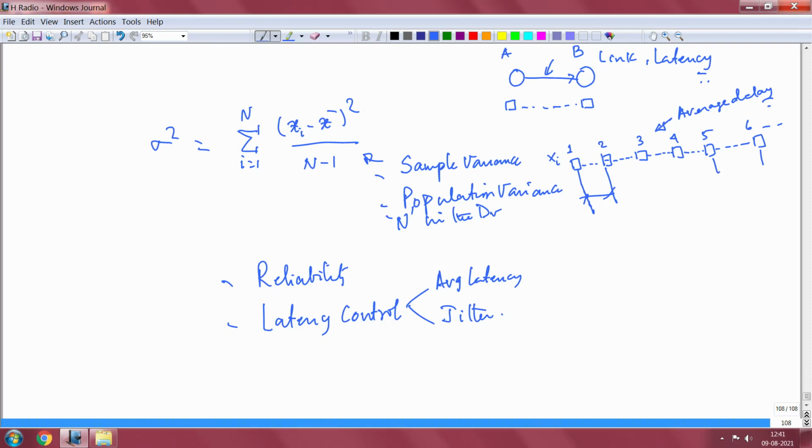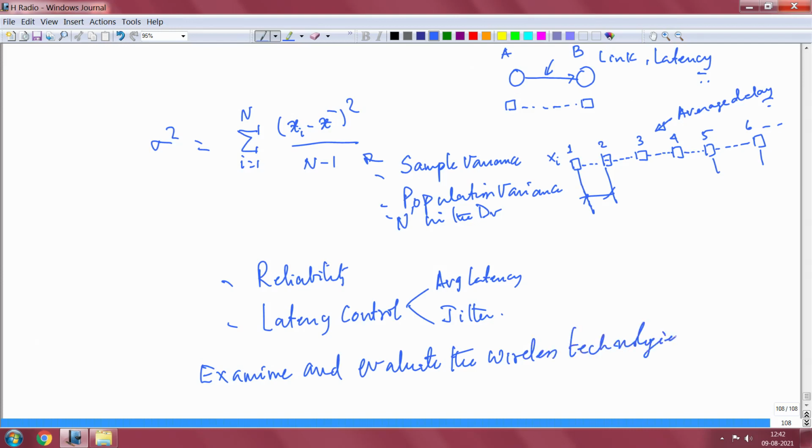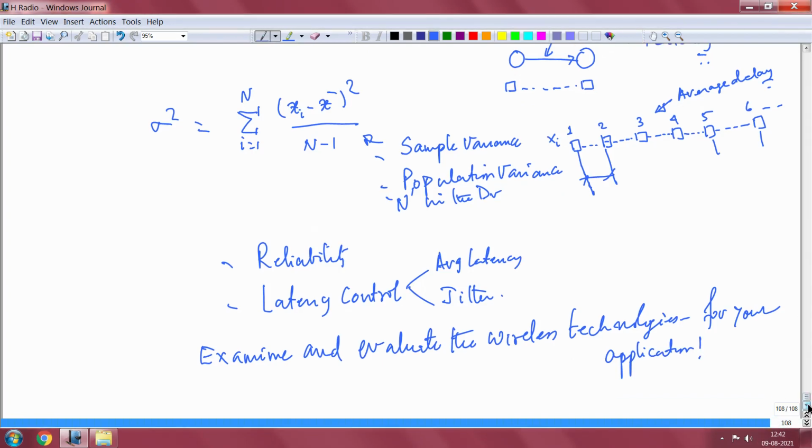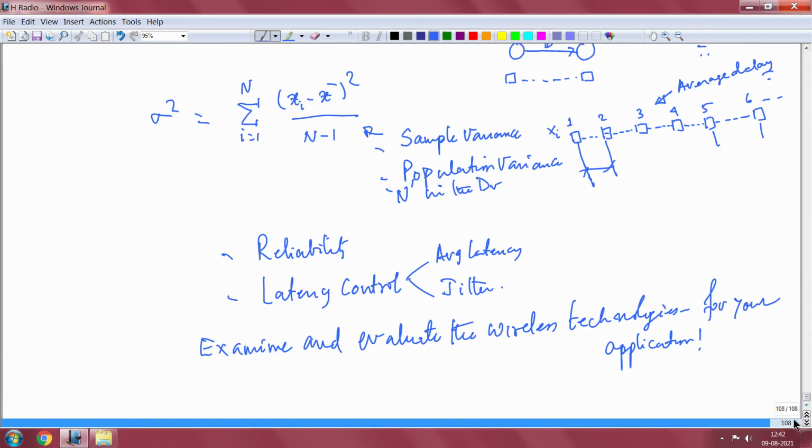You have to examine and evaluate the wireless technologies for your application. Very, very important. You must first of all be aware of what is out there, so that you can start evaluating them. So, that is another important requirement for you.